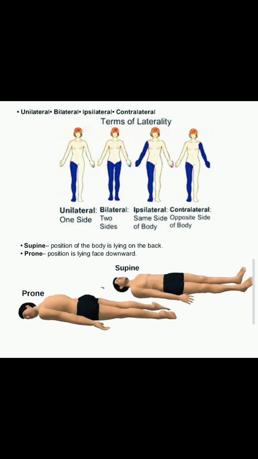While ipsilateral is the same side of the body. It can be right or left, and it is one upper limb and only one lower limb of the body. Next, contralateral. It is the opposite side of the body. It can be right upper limb and left lower limb. It's contralateral.